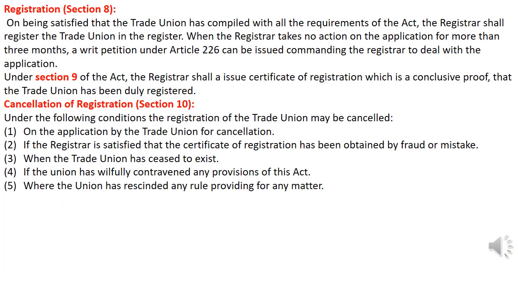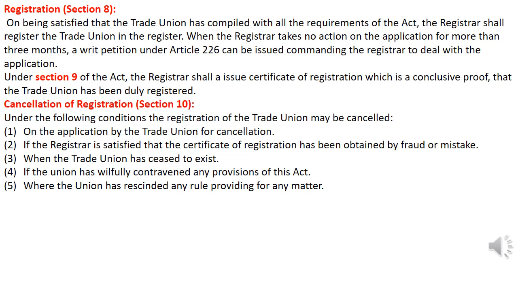Next comes the registration, which is mentioned under section 8 of the Trade Unions Act 1926. When the registrar is satisfied with the application and all the things, then he will register. And if the registrar does not take any action on the application for 3 months, a writ petition can be filed under Article 226, seeking a direction that the registrar has to deal with the application. Then automatically registration will take place.